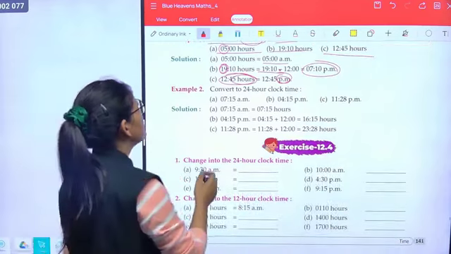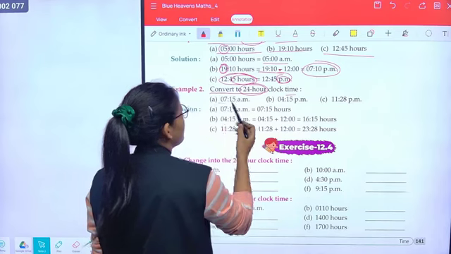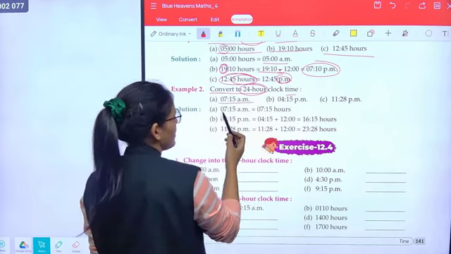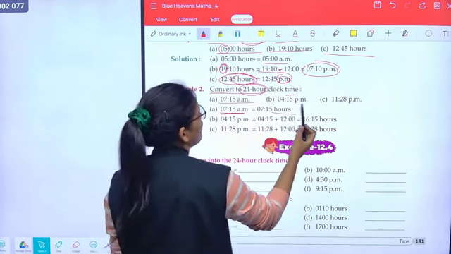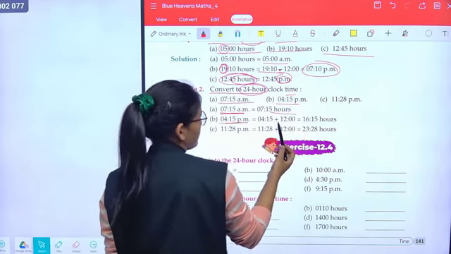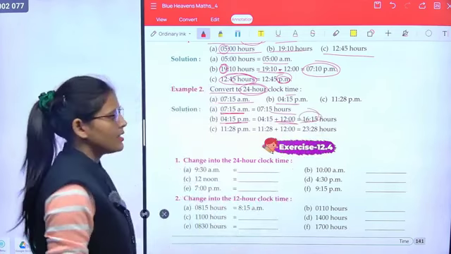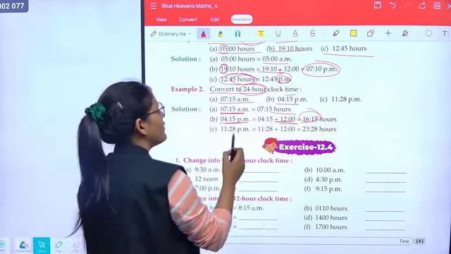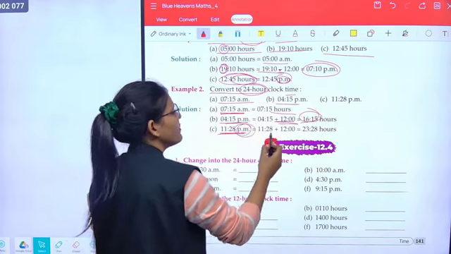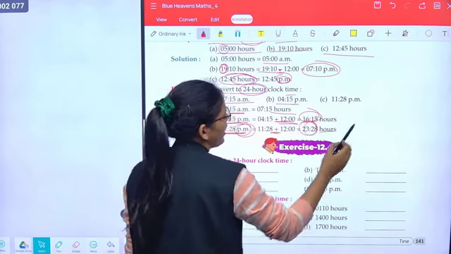Okay. Now example number 2, convert to 24-hour clock time. Now 7:15 AM, 7:15 hours. Now 4:15 PM plus 12. So it is 16:15 hours. Now 11:28 PM. जब PM होगा हम उसमें प्लस कर देंगे. Now 23:28 hours. Okay.